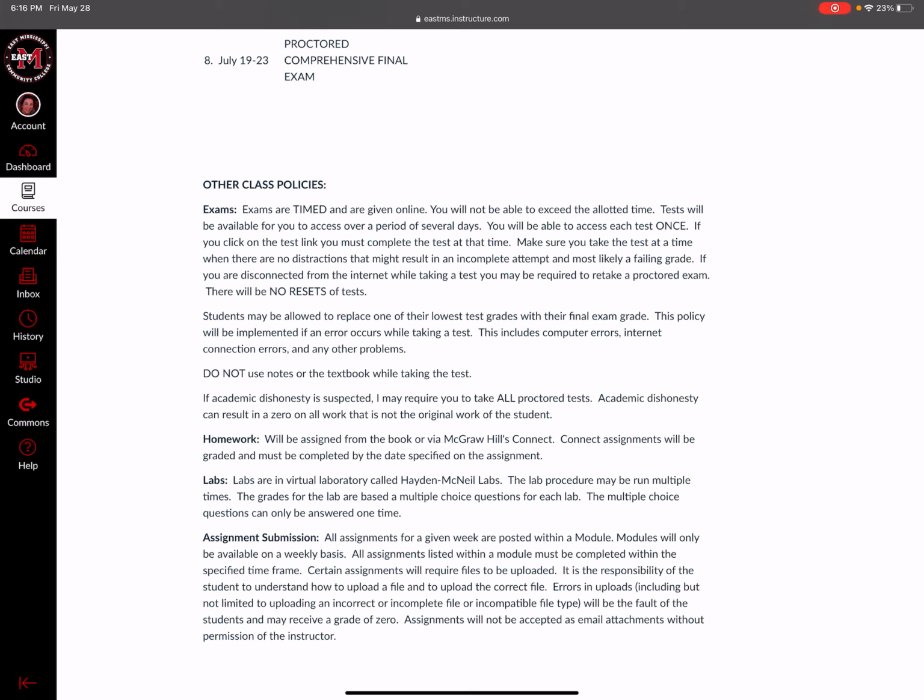I do allow the final exam to replace the lowest test grade. It can't replace the midterm, but if you score higher on the final, it can replace the lower grade of your other 3 tests that you took at home. So if something goes wrong and you lose power or what have you, I mean, that can help in that situation.